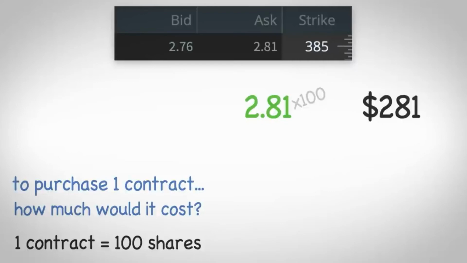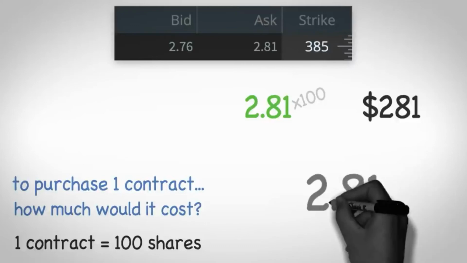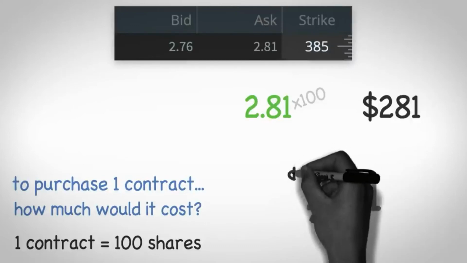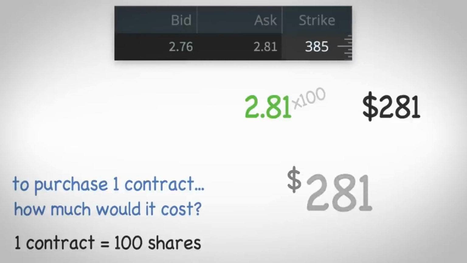Now, we know this may seem confusing, and this is also just something that you get used to, and with practice, it will become second nature very quickly. One trick you can do is just think of these prices without the decimal point. If the price says 2.81, just remove the decimal, and it's really going to cost you $281.